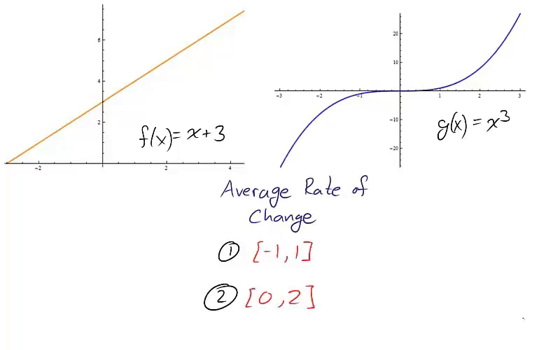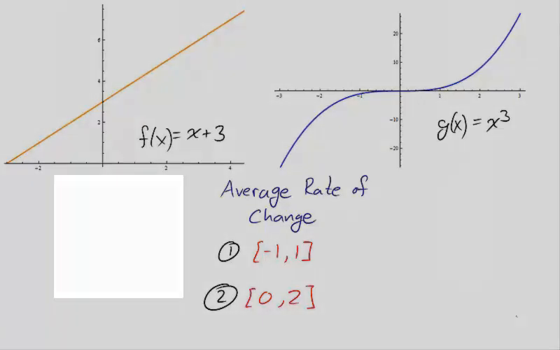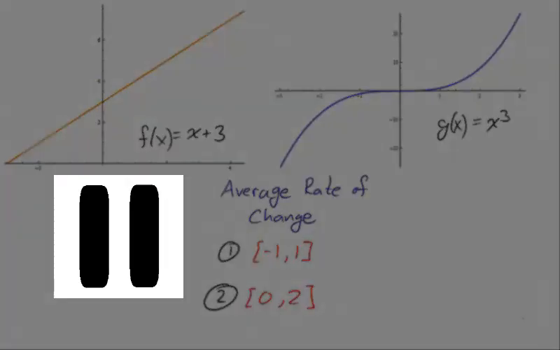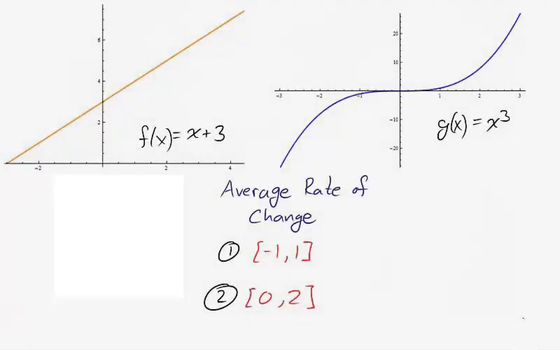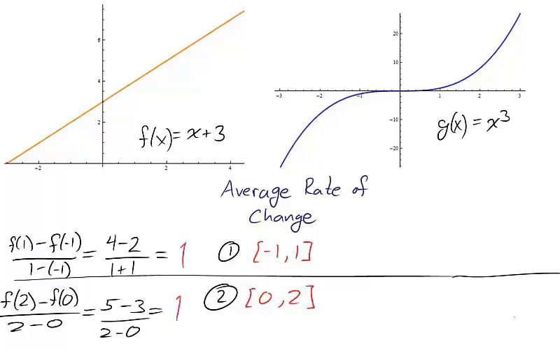Challenge yourself. Pause the video and calculate the average rate of change on the interval -1 to 1 and the interval 0 to 2 for the functions f and g shown. Let's start with the line f. Using our equation for a rate of change, we obtain 1 in part 1 and 1 in part 2. This should make sense as a line is special. It has a constant rate of change.